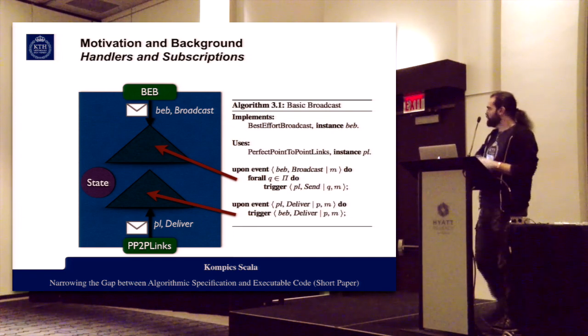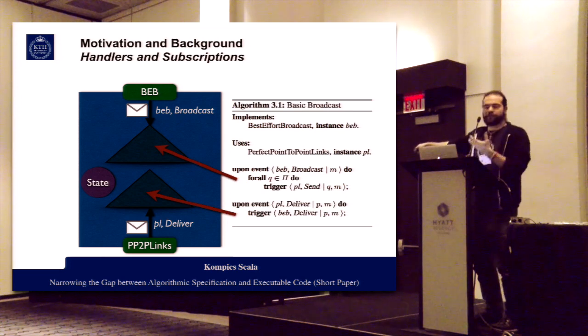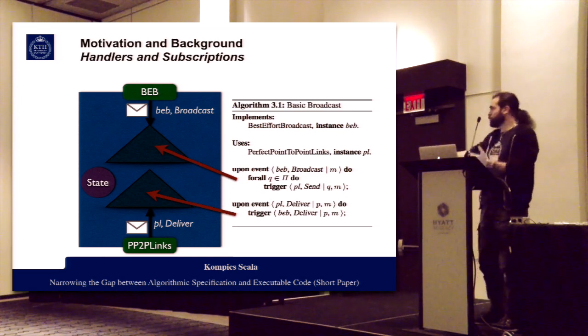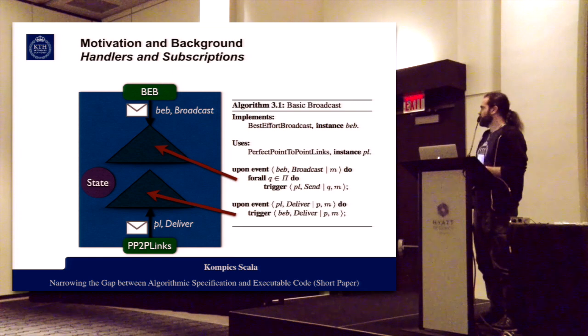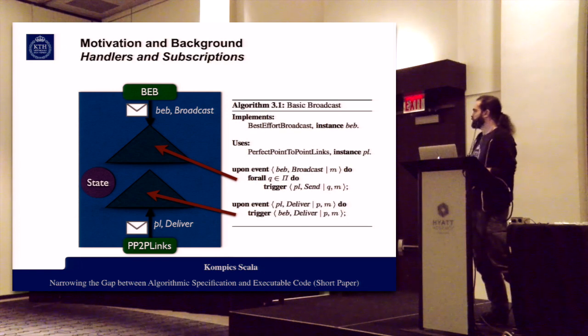Zooming into the component, you have these parts that you have to map. The triangles are called handlers, and they are what will contain the code that is being run. Handlers are connected to the port abstractions by subscriptions, which are the black arrows here, and the subscription is pretty much implicit. In the algorithm you see that it just says the port where the message is supposed to come in on, and this implies a subscription of the handler to the port.